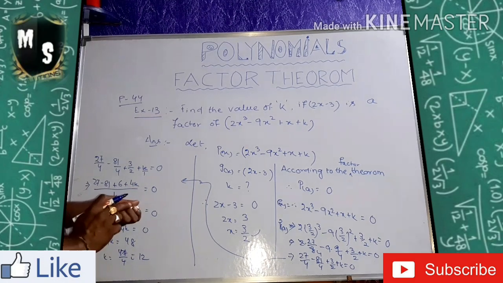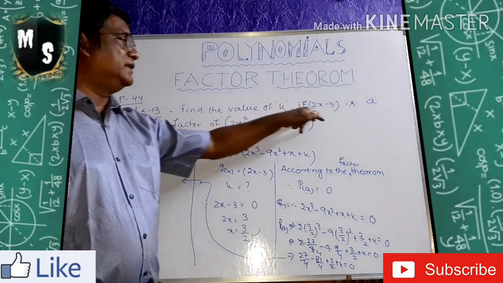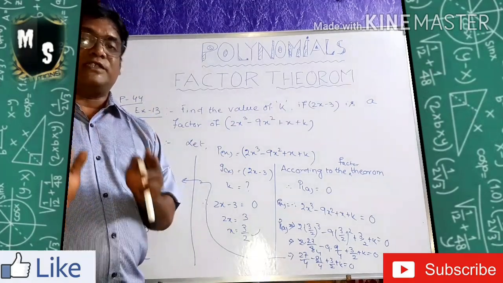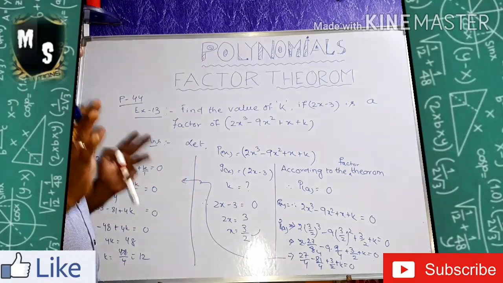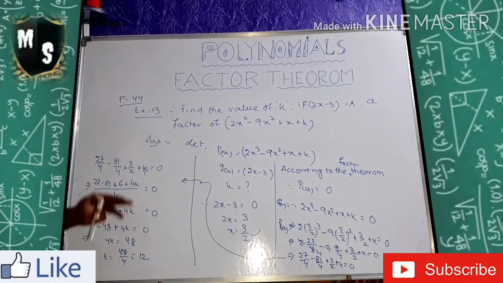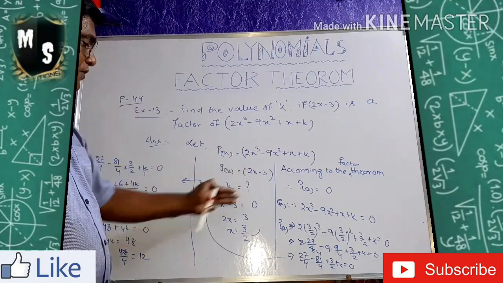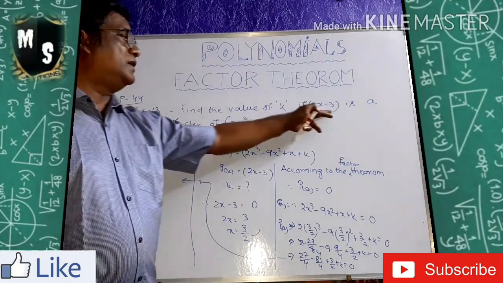First of all, try to understand the question. The question is saying this is a factor of this. Then what is the theorem saying? The polynomial in a must be equal to 0. That is what the theorem is saying to you. So, according to the theorem, proceed. P(x) is given, g(x) is given, the k value is to be found out.